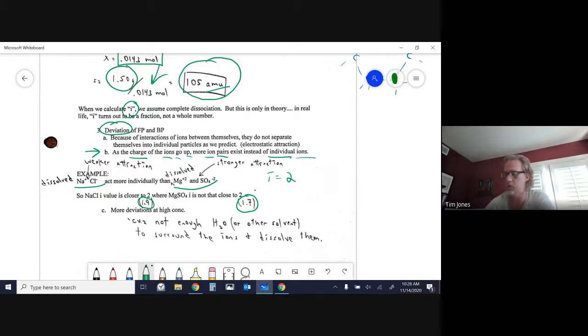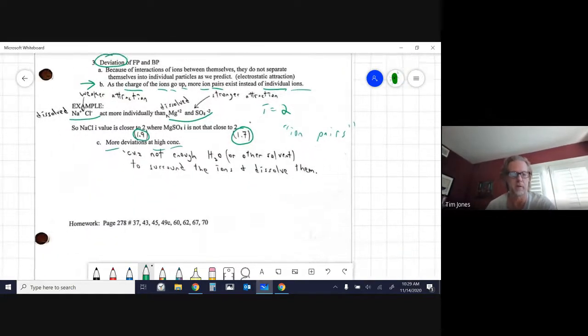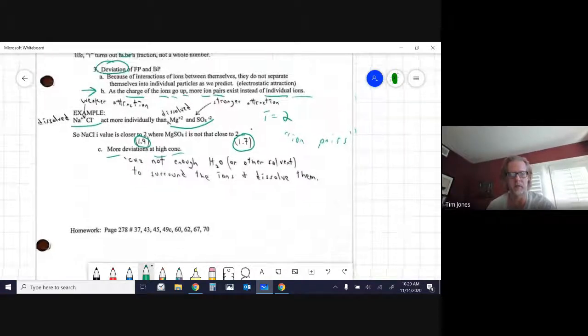Now, I mentioned this becomes more serious as you get higher concentrations. It's just because there's not enough water to surround every individual ion. So you start getting more of these ion pairs and maybe even chunks of ions that are more than pairs. And that does it all the way up through page 47.